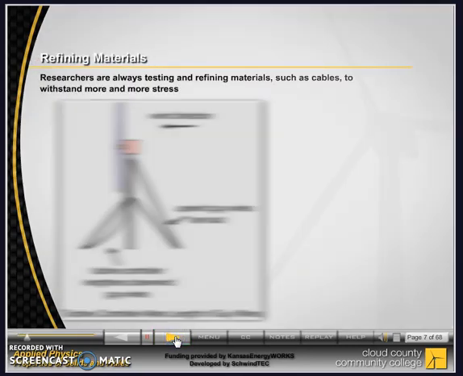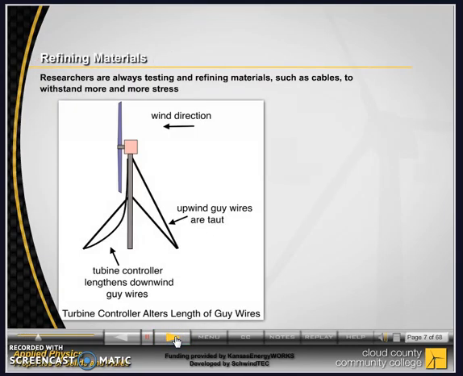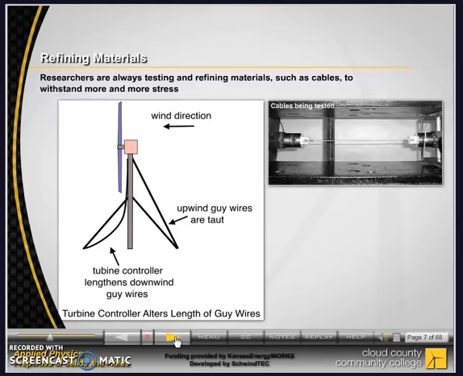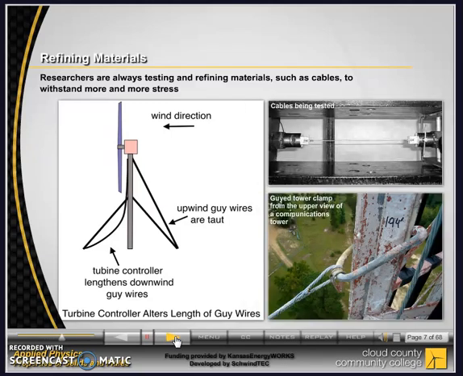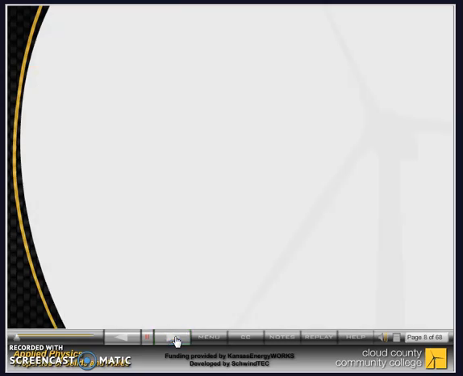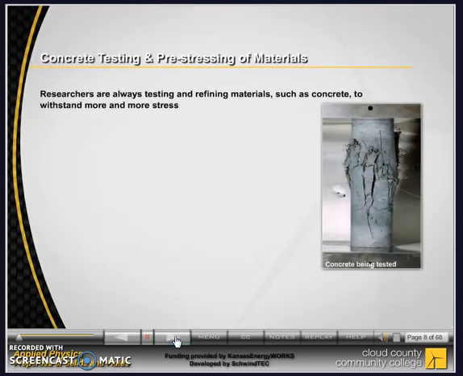Researchers are always working on testing and refining materials such as cables so they can withstand more and more stress. Additionally, one can see an example of a guide tower clamp shown from the upper view of a communications tower. Researchers are always working on testing and refining materials such as concrete so they can withstand more and more stress.